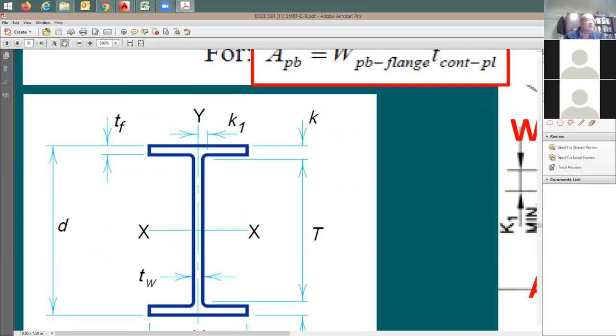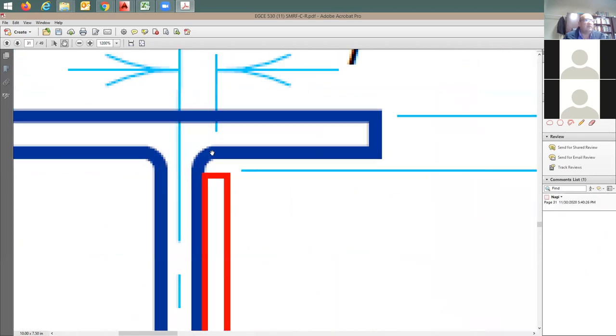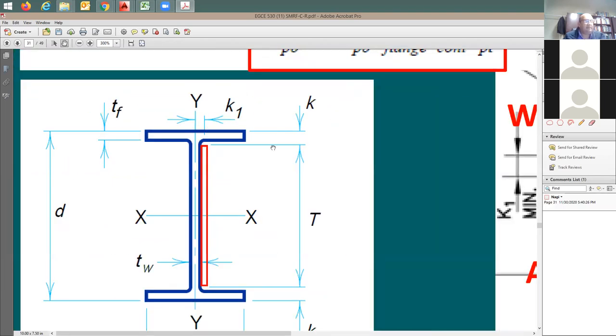So if you'd like to come and add a plate here, the maximum length of it, or height of it, if you like to call it length or height, is going to be equal to T. This is going to be the end of this rounded piece, right? This is going to be K.